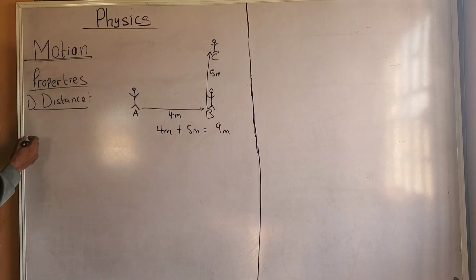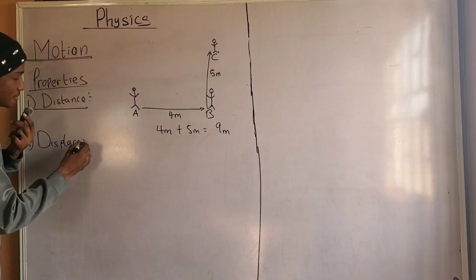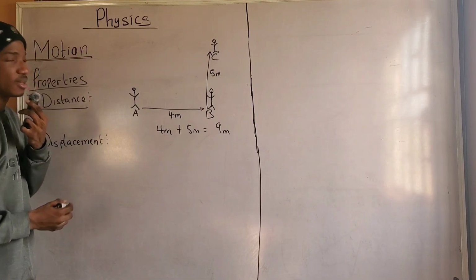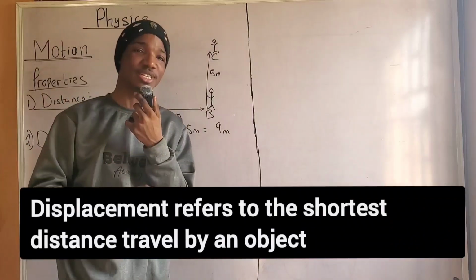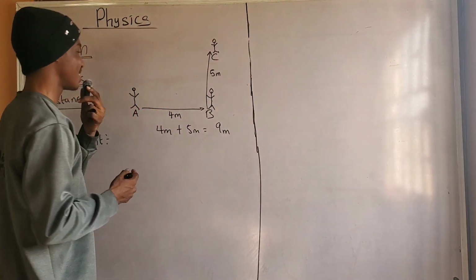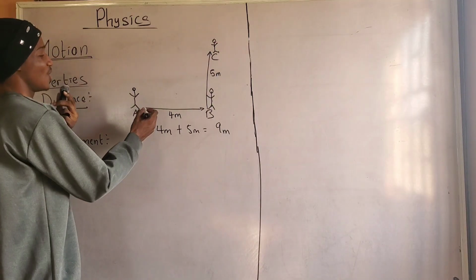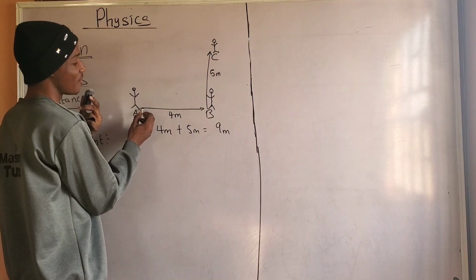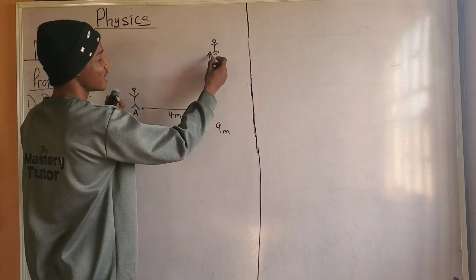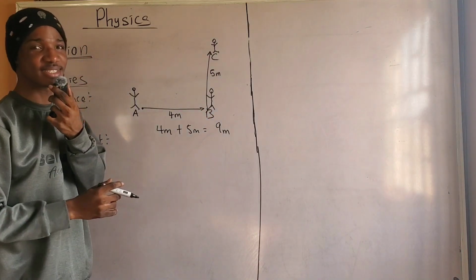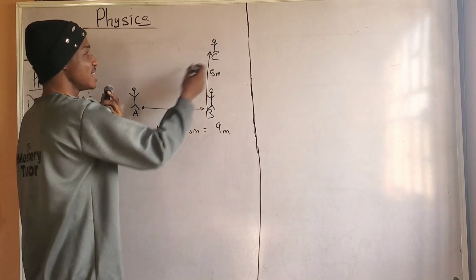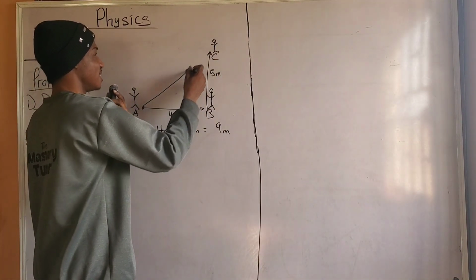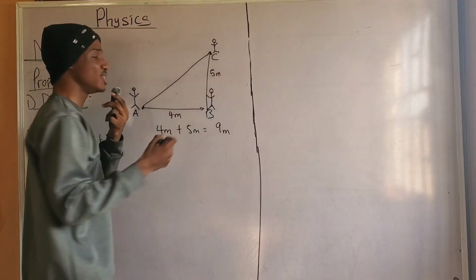The second property is displacement. Please pay attention. Displacement is the shortest distance traveled by an object. Look here. The distance that the boy covered from here to here is 4 meters, and from point B to point C is 5 meters. The shortest distance traveled by this boy will be the distance from point A to point C. The distance from this point to this point will be the shortest distance.